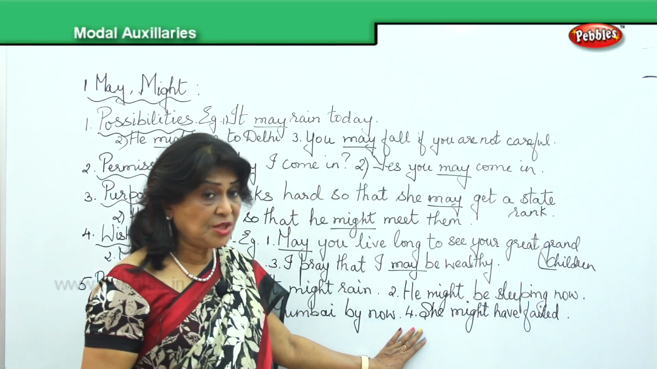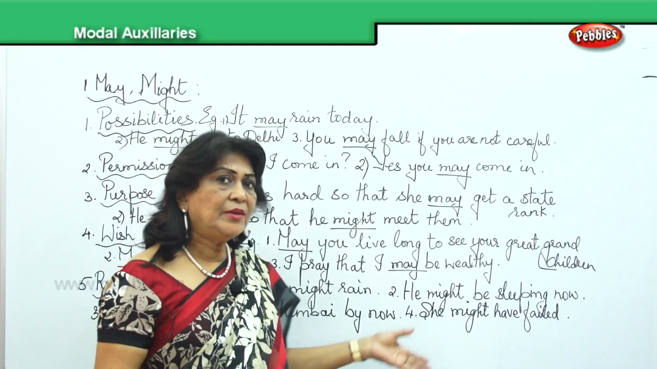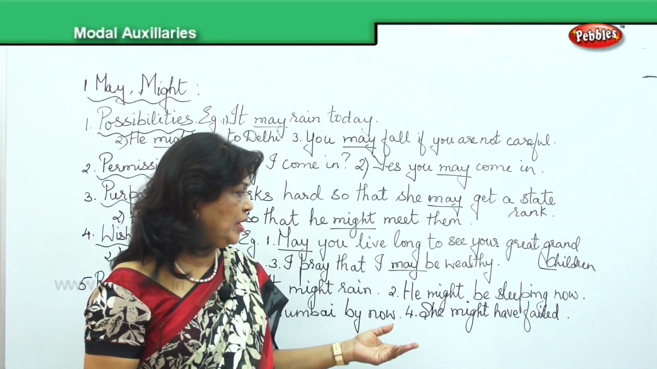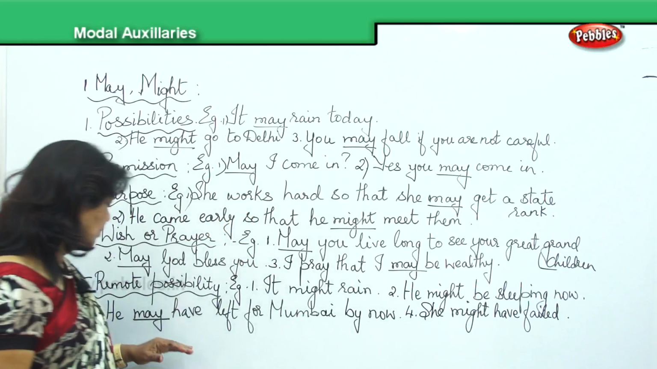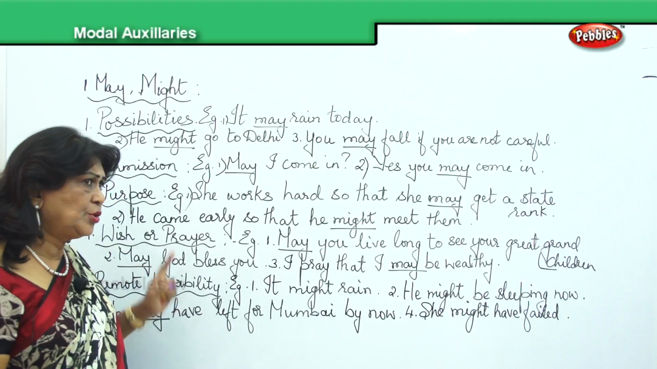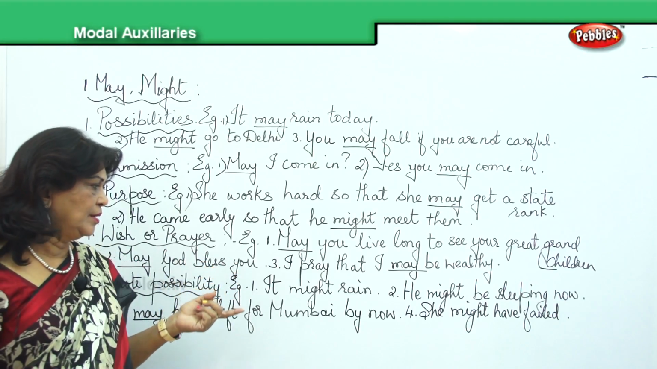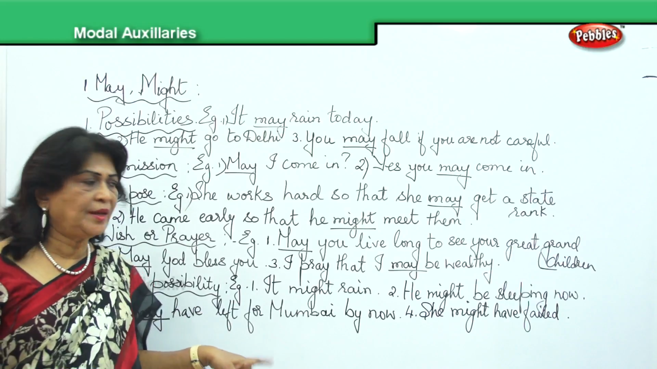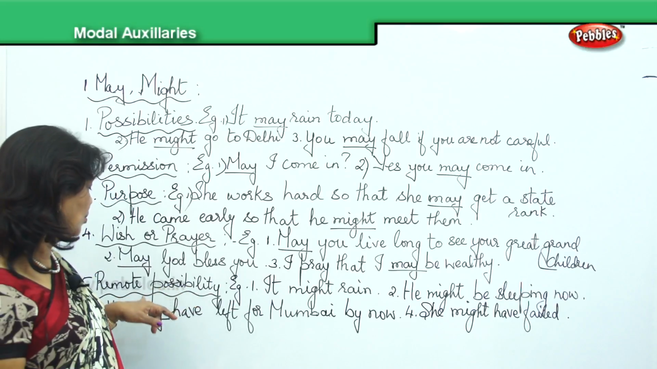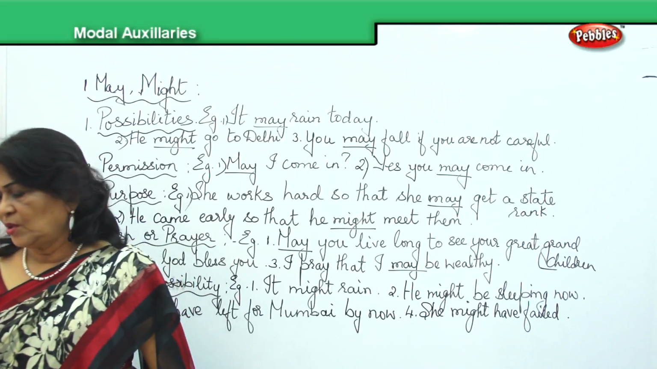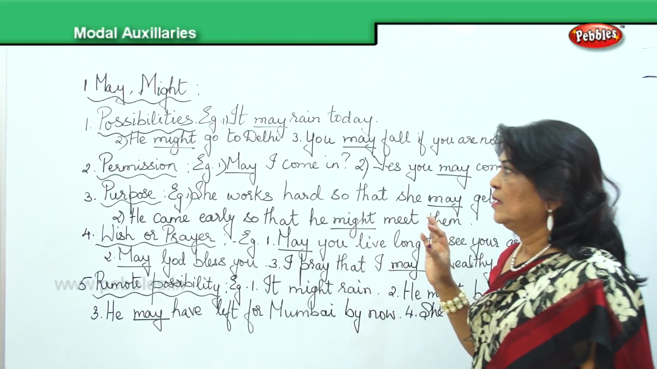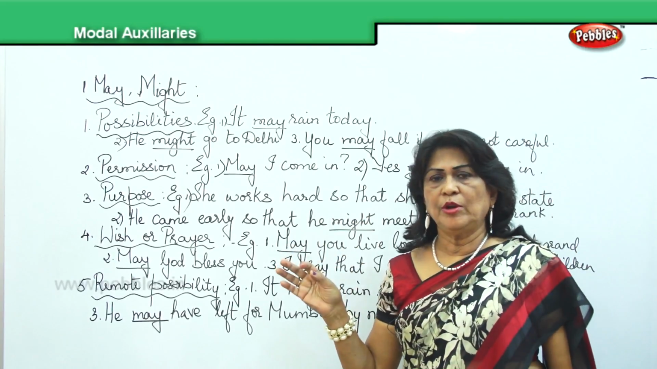In case somebody says she might have failed, the other one can say no, she has passed, maybe with very low marks. Even this, he may have left for Mumbai by now. The other one can say no, I saw him yesterday in Chennai, or I saw him today in Chennai. So, the possibility is not for sure. It is a remote possibility. So, we will now go through these may and might. That is the first one under modal auxiliaries.